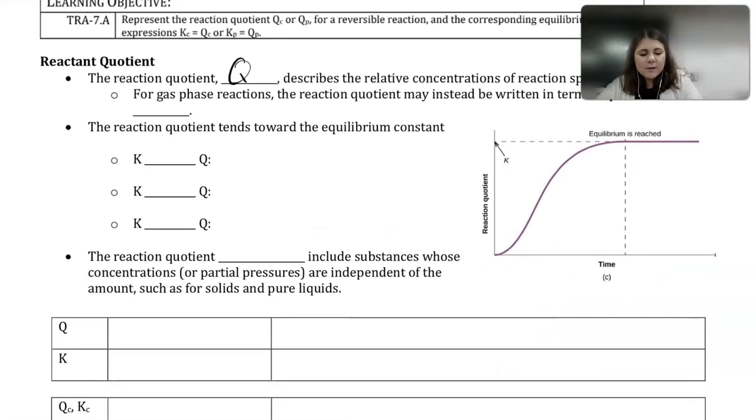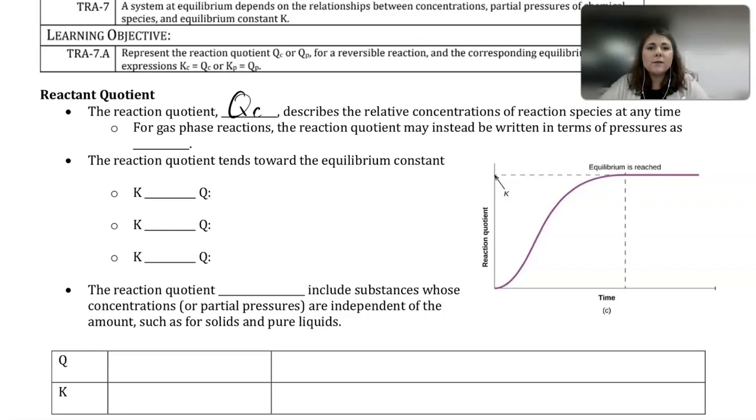That is denoted by Qc, and it's going to describe the relative concentrations of reaction species at any time. So when we looked at K in 7.1 and 7.2, that was at equilibrium. A Q, the reaction quotient, is at any time, whether that time actually be equilibrium or the time leading up, okay? So for gas phases, in this case, we would have Qp. So the reaction quotient tends towards the equilibrium constant. So you can compare K and Q to see, hey, where are we at this specific time?